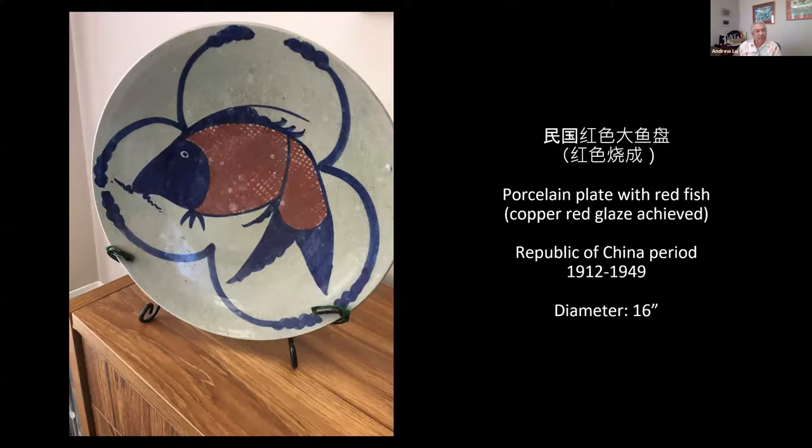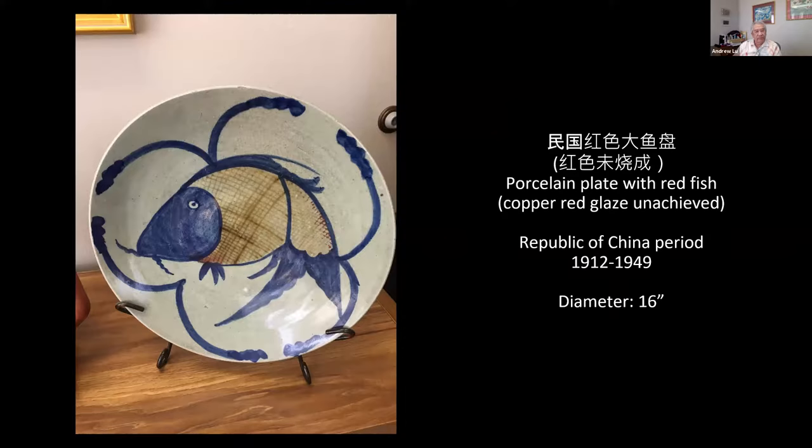See, this one is the same kiln, same fish, same time, come out at the same time. See, this one, all the red is gone. You only see a little light green. And that's why red is hard to achieve. Of all kinds of color, red is the hardest one. Let's see the next one.